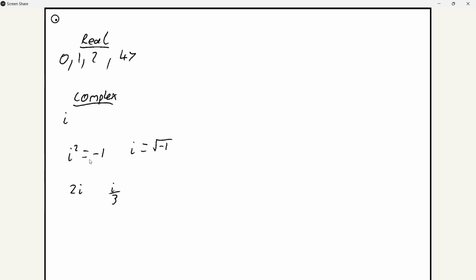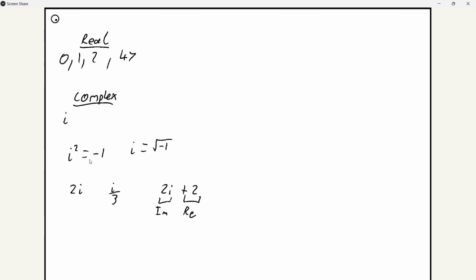You can also combine both complex and real parts to get a fully complex number with imaginary part and real part. So that will be something like 2i plus 2. Now this is the imaginary part, obviously, and this is the real part.